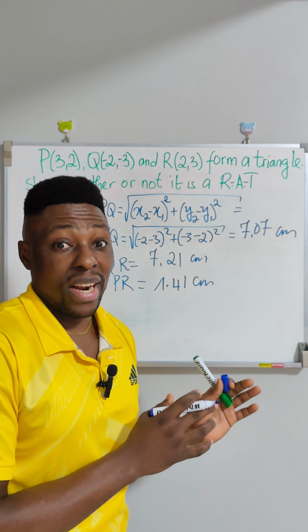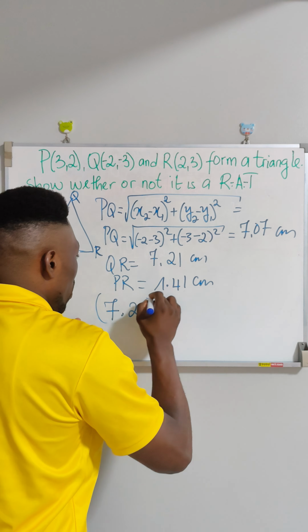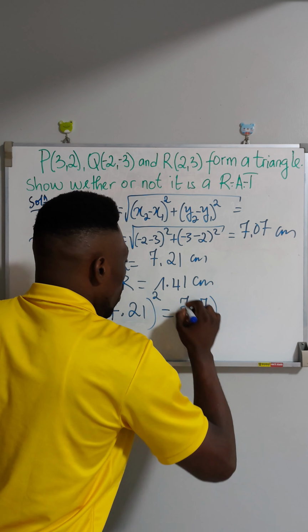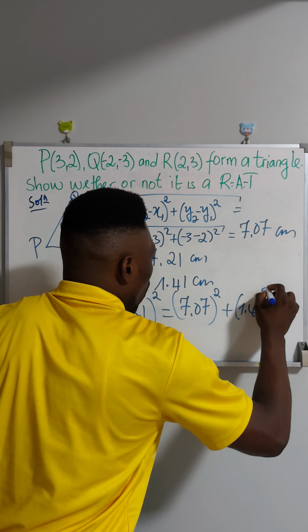How do we check if it's a right angle triangle? Now look at the longest side here, which is this. You have to tell me if 7.21 squared will give us 7.07 all squared plus 1.41 all squared.